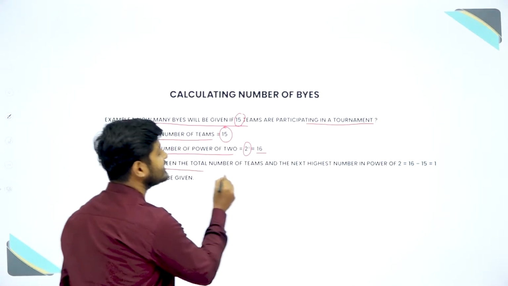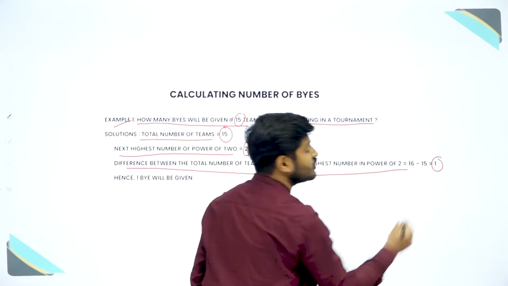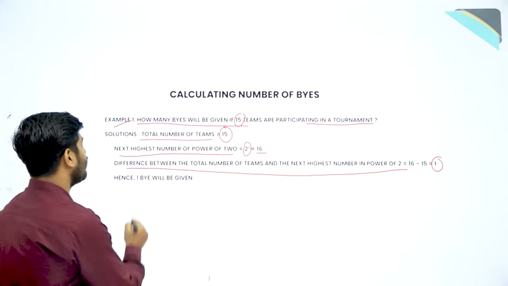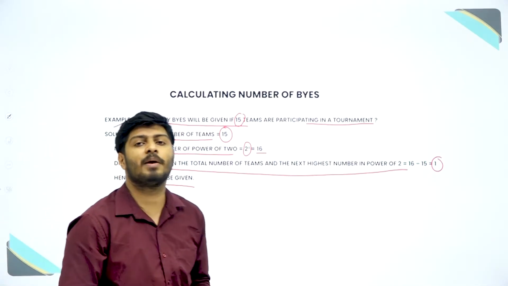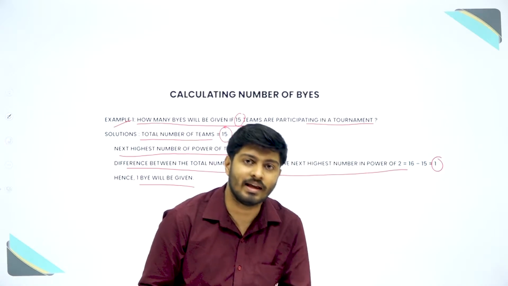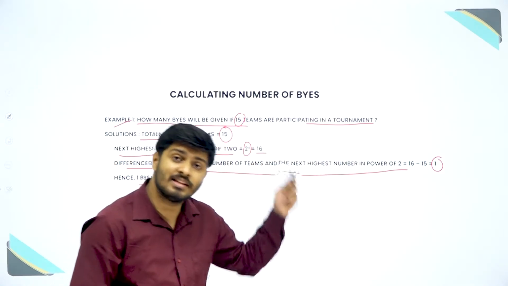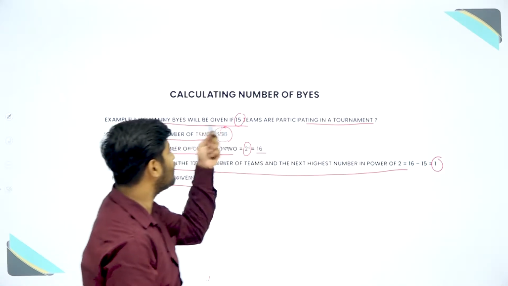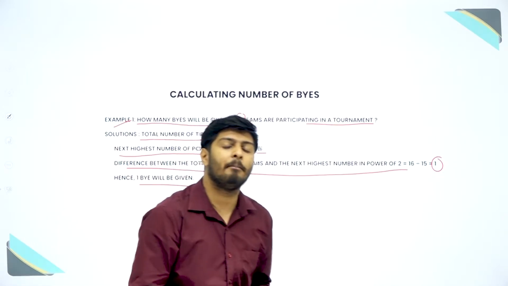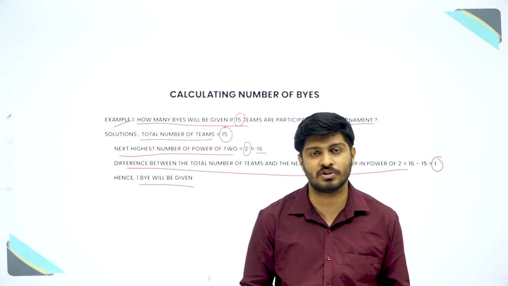So the difference of 16 and 15 is what? 1. So 1 will be the buy. Hence, 1 buy will be given in this particular kind of fixture. In this particular kind of tournament, or in this situation where 15 teams are participating, 1 buy will be given. So that's the procedure for that.